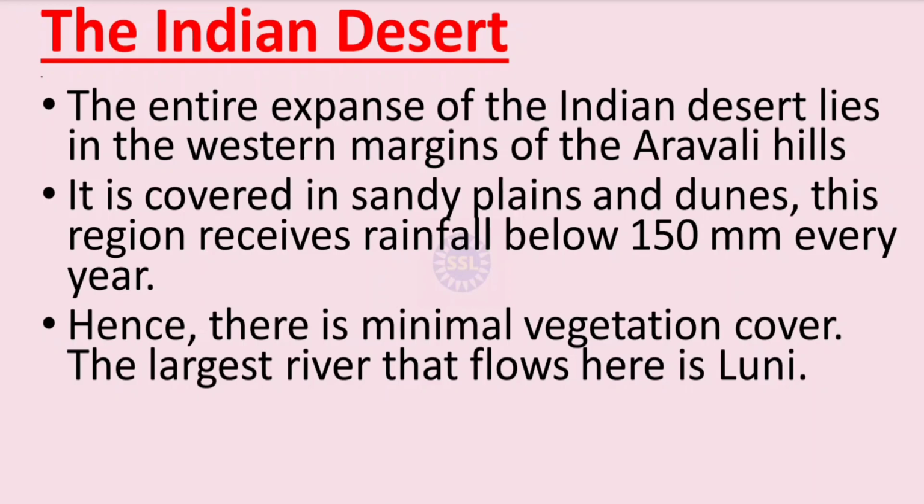The Indian Desert. The entire expansion of the Indian desert lies in the western margins of the Aravalli Hills. Now you can locate here Aravalli Hills. Western margin of the Aravalli Hills we can locate here. It is covered in sandy plains and dunes. This region receives rainfall below 150 millimeters every year. Hence, there is minimal vegetation cover. The largest river that flows here is Luni. Luni is the only river in Thar Desert.